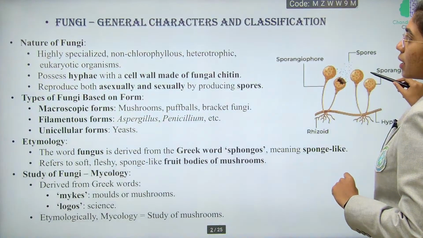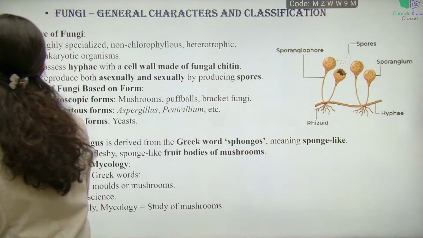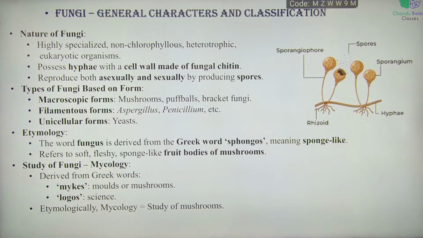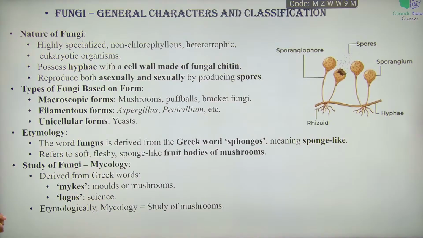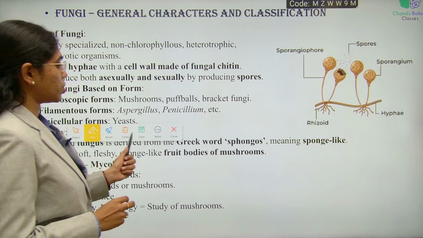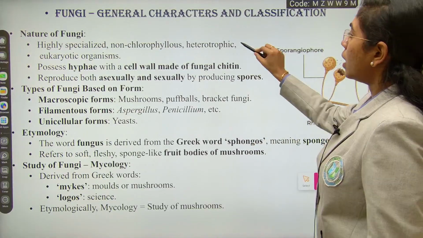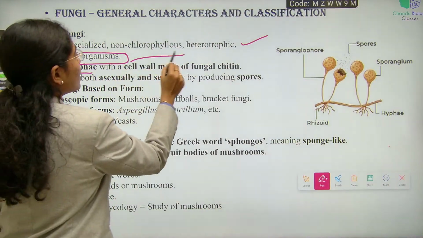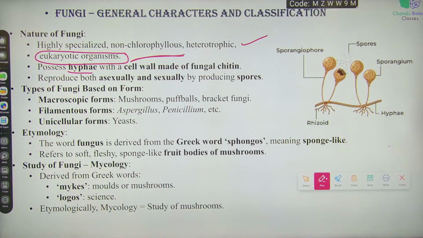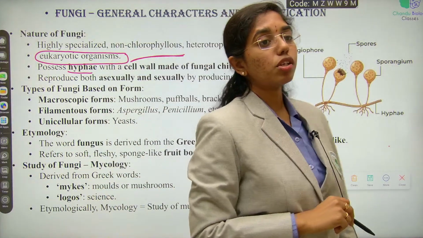Fungi general characters and classification. What is the nature of fungi? First, they are highly specialized, non-chlorophyllous, heterotrophic organisms. And they are eukaryotic organisms. Fungi possess long thread-like structures. These long thread-like structures are addressed as hyphae. Each cell is surrounded by a cell wall which consists of chitin.